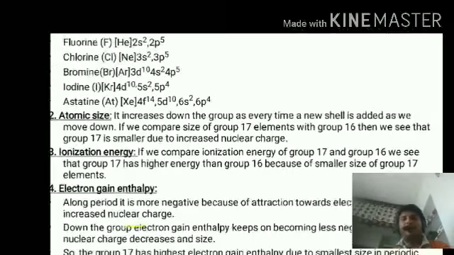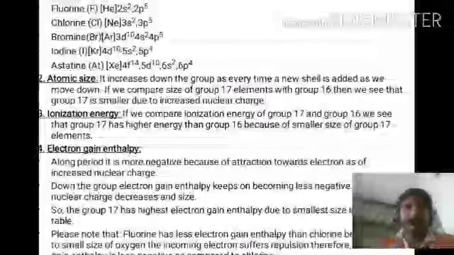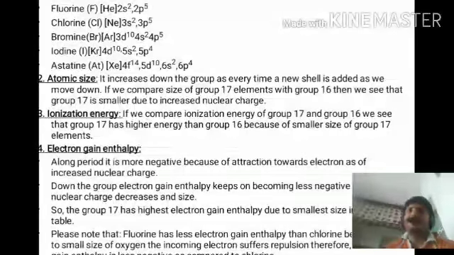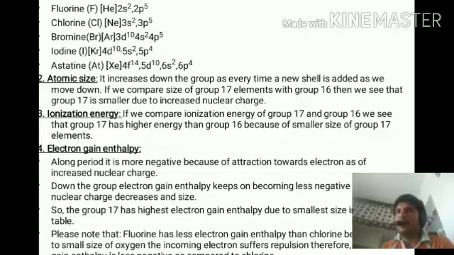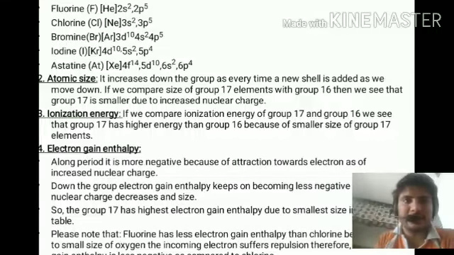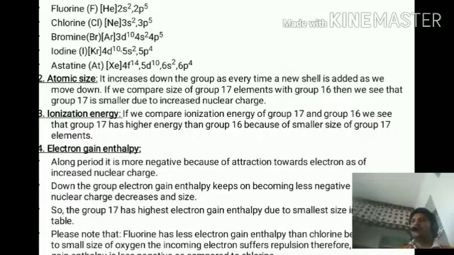Now we will talk about the atomic size. What is the atomic size? When you move from top to bottom, atomic size increases because the number of shells as well as the number of electrons increases. But when we move from left to right in the periodic table, atomic size decreases because the number of electrons increases but the number of shells is not increasing. So the group 17 element is smaller in size compared to the group 16 element.